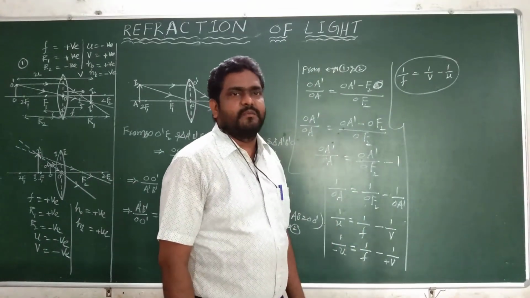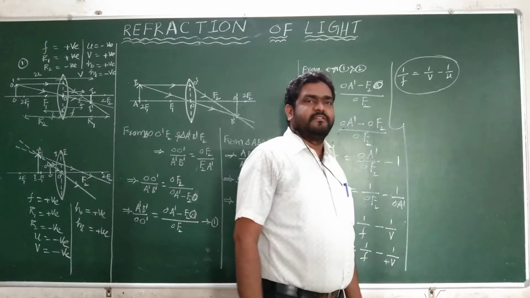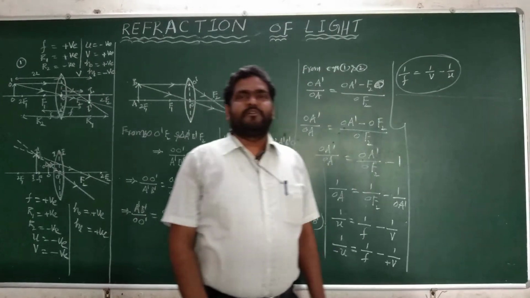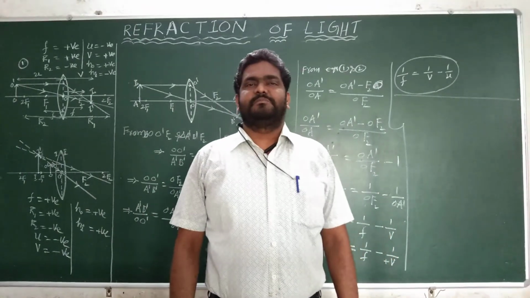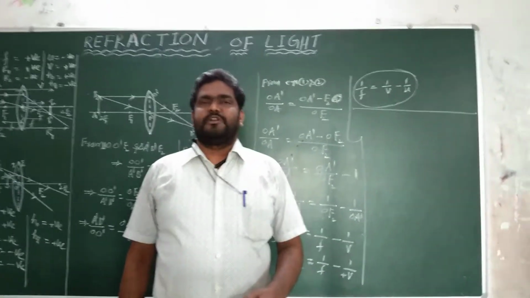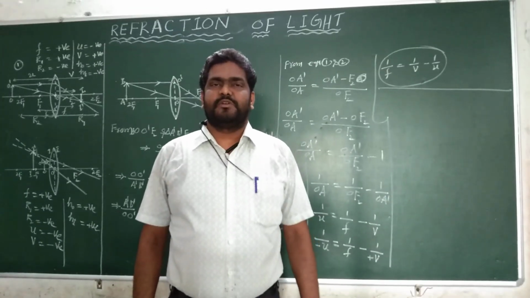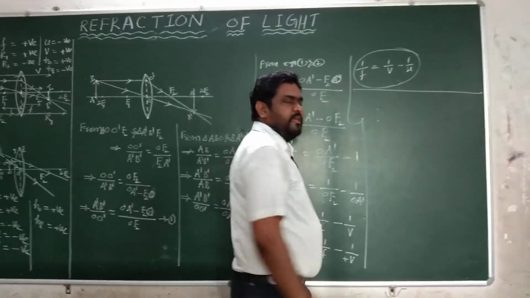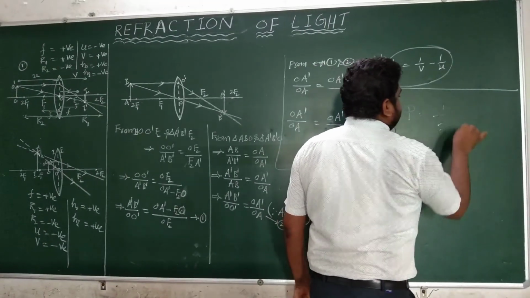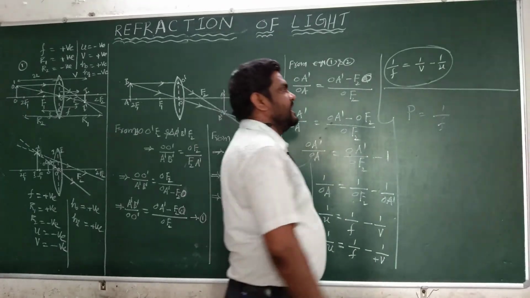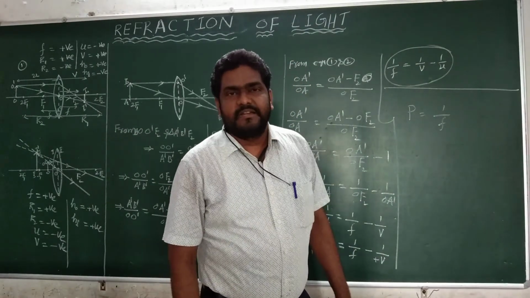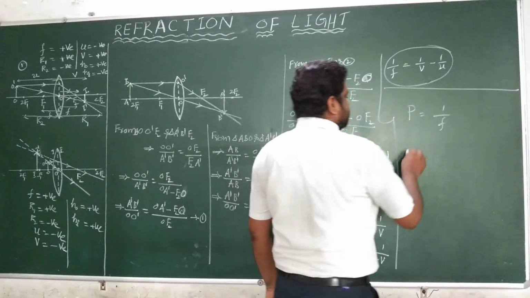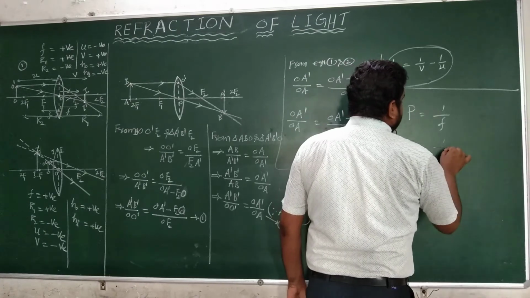After that, the last and final part in this refraction: power of the lens. What is meant by power of the lens? The power of the lens is defined as the reciprocal of the focal length. The power of the lens is denoted by P. P equals 1 by F, the reciprocal of focal length, and the power is measured in diopters.